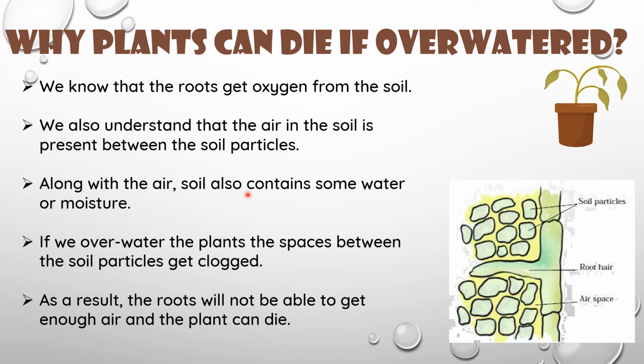Along with the air, soil also contains some water or moisture. If we overwater the plants, the spaces between the soil particles get clogged or blocked. Here these are the soil particles, and this is the root, and here air spaces are also there. When we overwater, these spaces are blocked and the root doesn't get oxygen. As a result, the roots will not be able to get enough air and the plant can die. So don't overwater a plant.